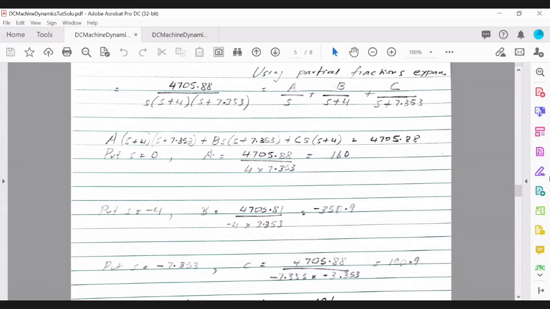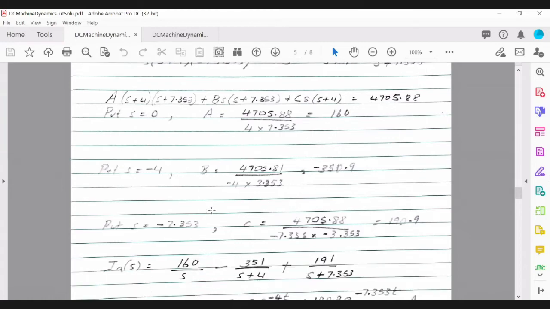the value of b, so this term, we have to substitute s to be minus 4, so that will cancel, this to return to 0, and here return to 0. So we cancel the two terms a and c, and we solve for b there, okay?